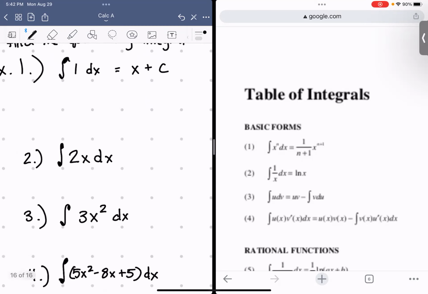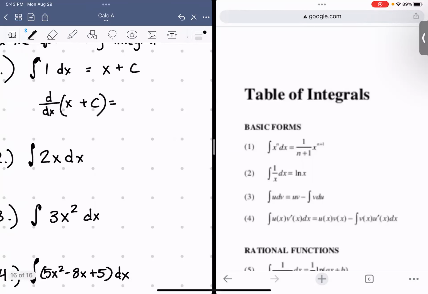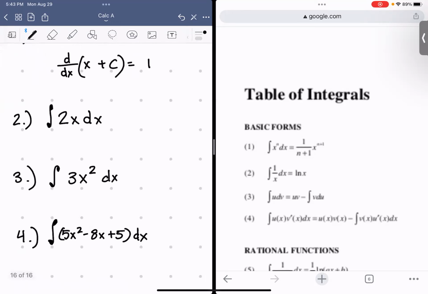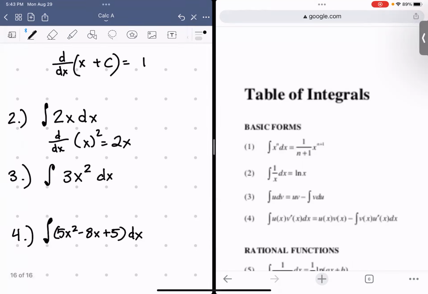Let me just prove that real quick. If we find the derivative of x plus c, it is 1. Now, think about it this way: what function has a derivative of 2x? It would be x squared. I mean, the integral of 2x would be x squared plus c.